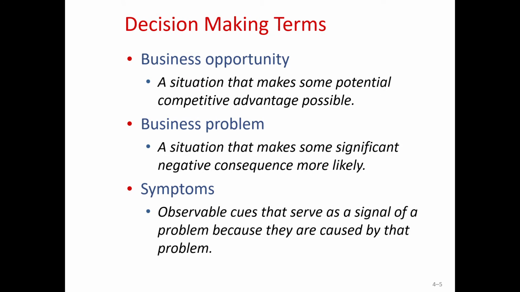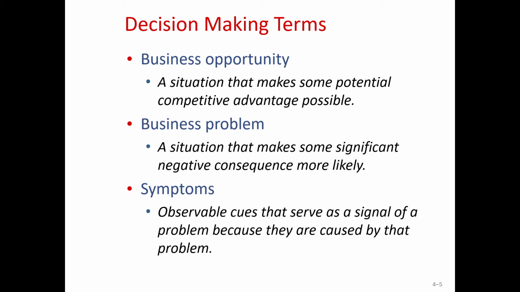Businesses such as HP face decisions that shape the future of the organization, its employees, and its customers. In each case, the decisions are brought about as the firm either seeks to capitalize on some opportunity or to reduce any potential negative impact related to some business problem. A business opportunity is a situation that makes some potential competitive advantage possible. The discovery of some underserved segment presents such an opportunity. A business problem is a situation that makes some significant negative consequence more likely.